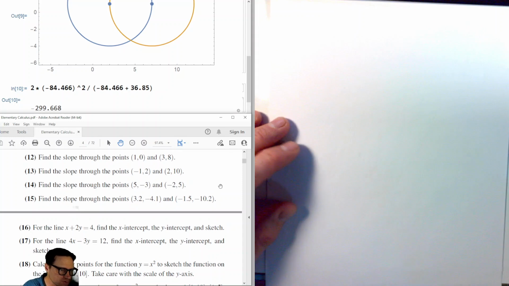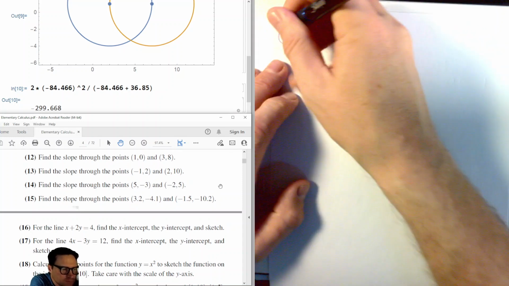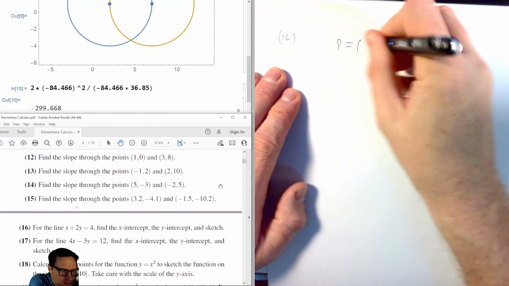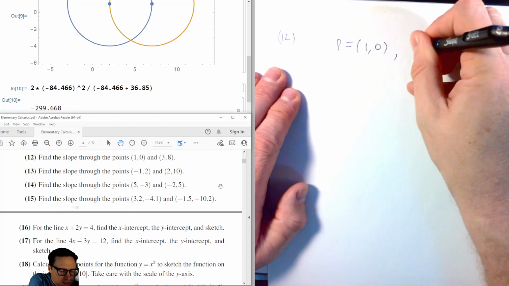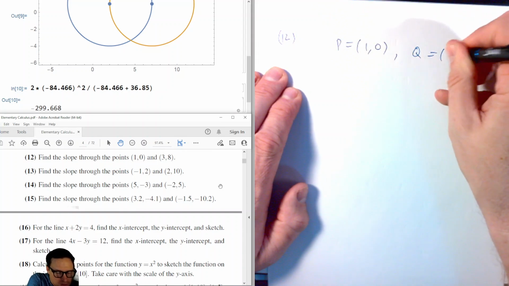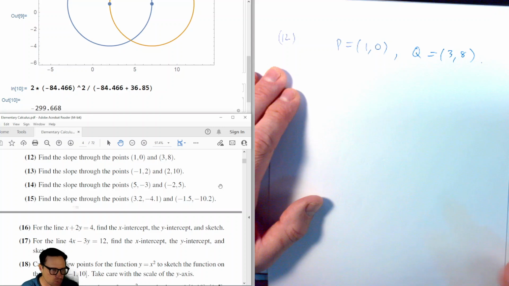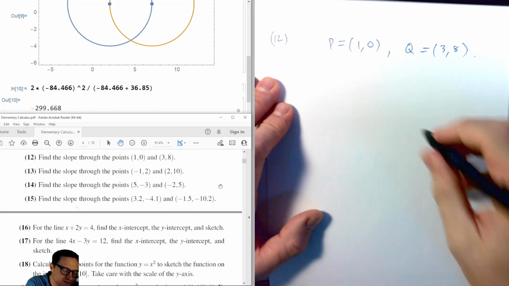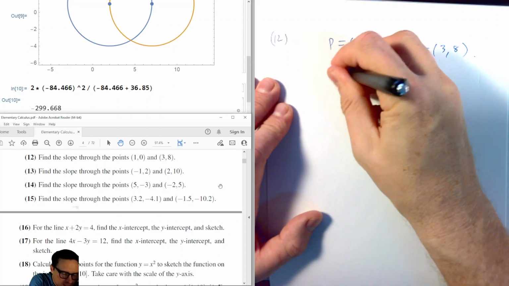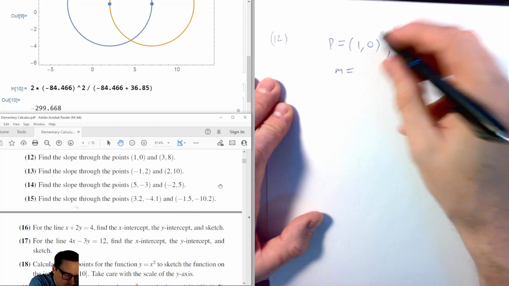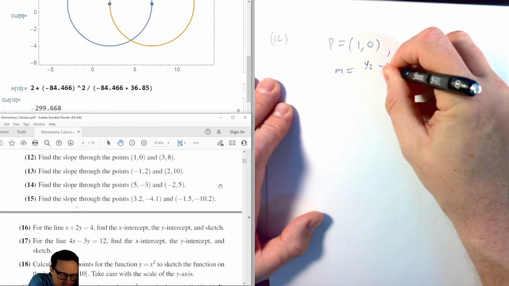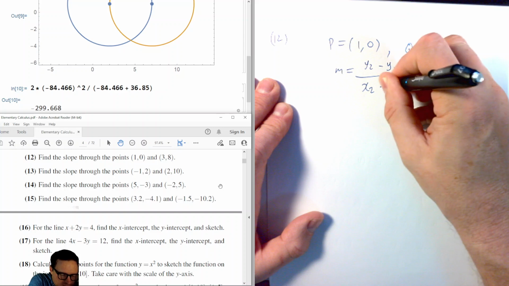Find the slope through the points. So we've got P is (1, 0) and Q is the point (3, 8), let's say. And we're asked to find the slope through those points. Okay, so the slope is given by y2 minus y1 over x2 minus x1.